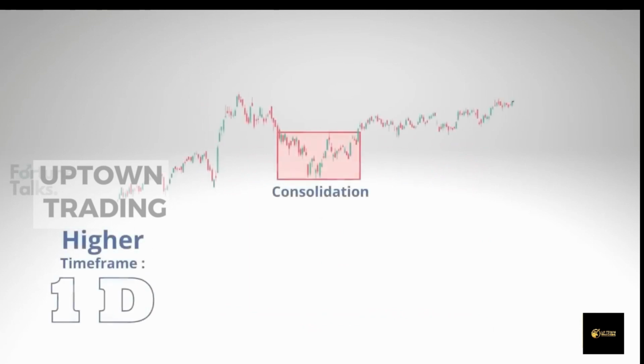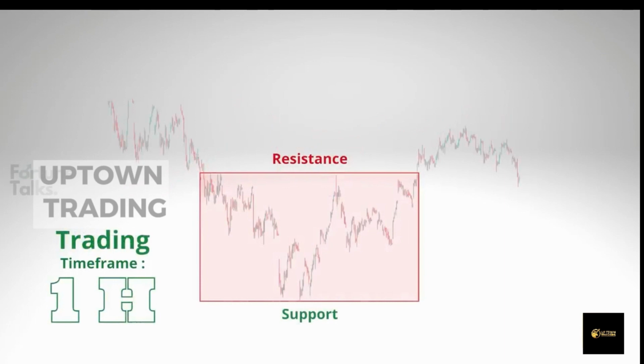Now taking another example, if your trading time frame is a 1 hour time frame, you should spot a tight consolidation on a higher time frame, which in this case would be a daily time frame. And if you are able to find a tight consolidation in your daily time frame, then it is likely that you will find a support and resistance trading opportunity in the lower time frame, which is a 1 hour time frame.